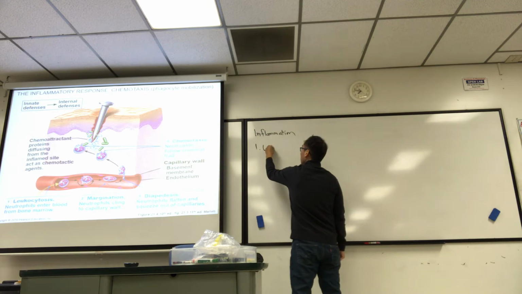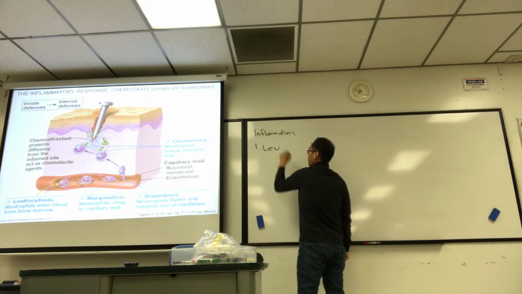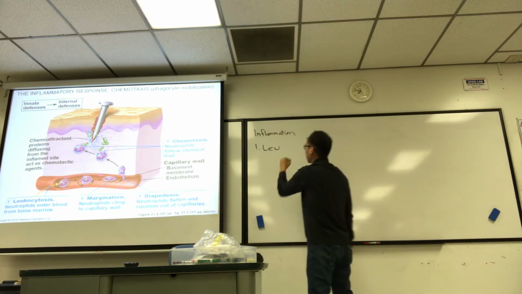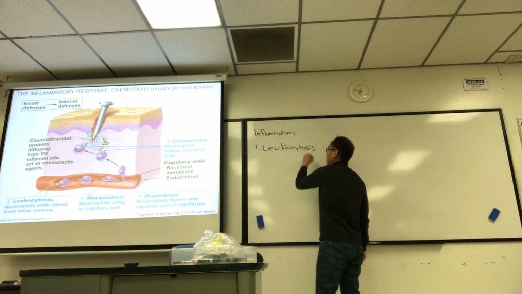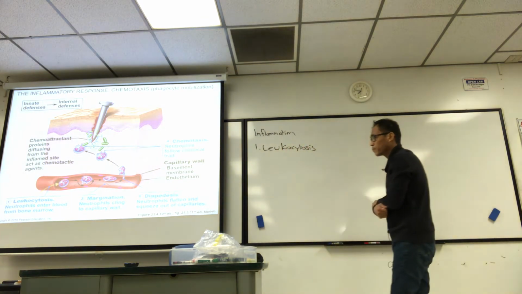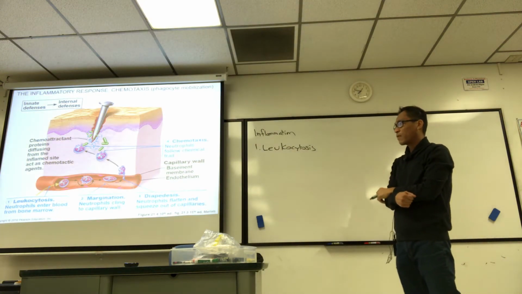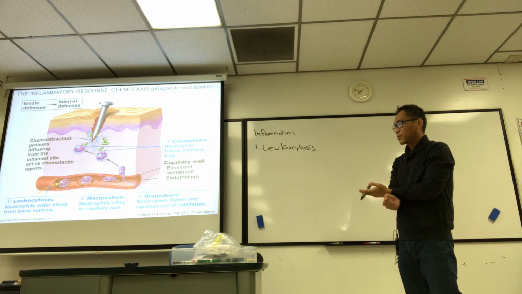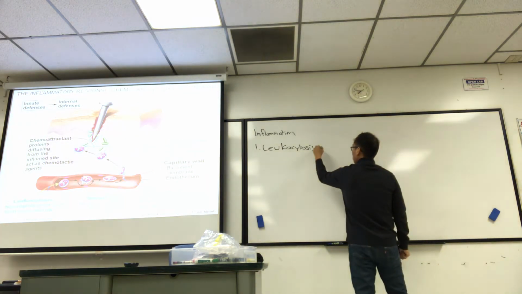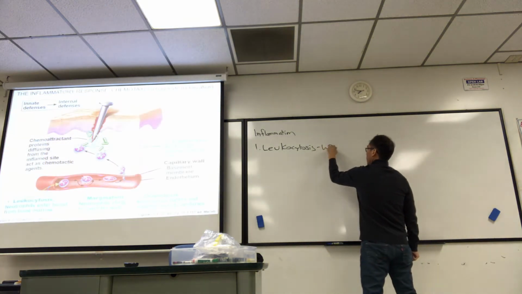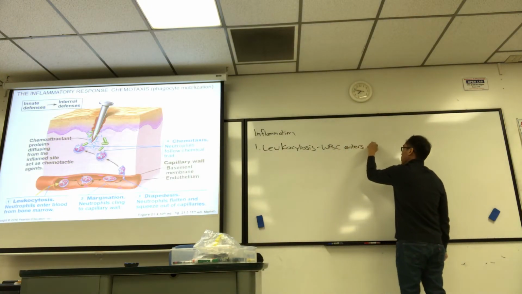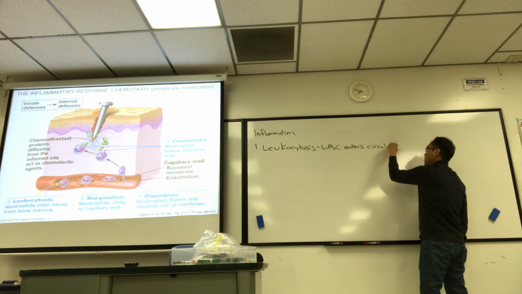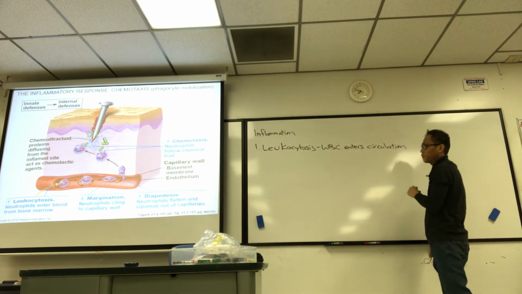leukocytosis. Leukocytosis is, you just have to be in the bloodstream. You form in the bone marrow, but if you never make it into the bloodstream, you can't help. So, enter the blood, enter circulation. The WBC enters circulation. In this case, it's the neutrophil.